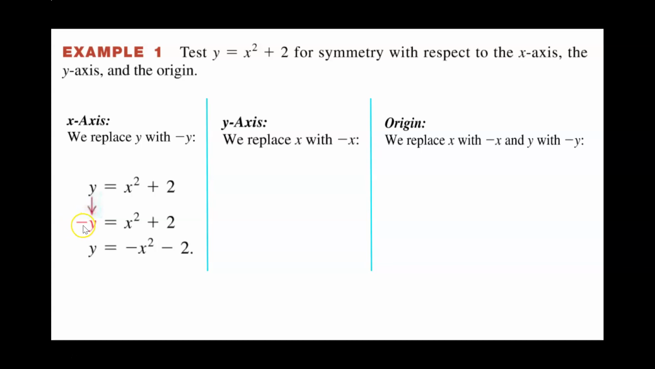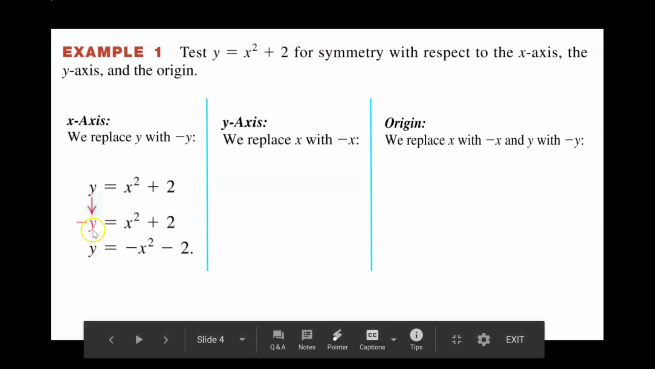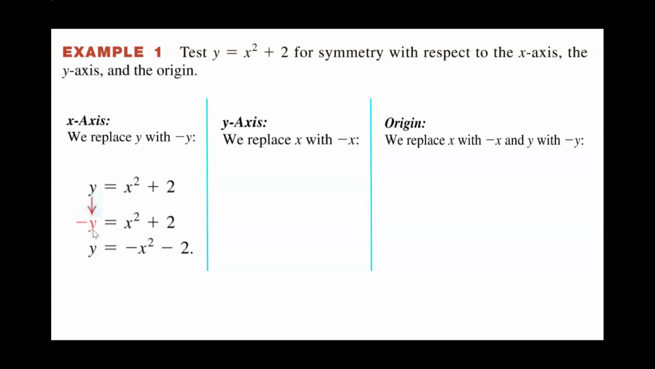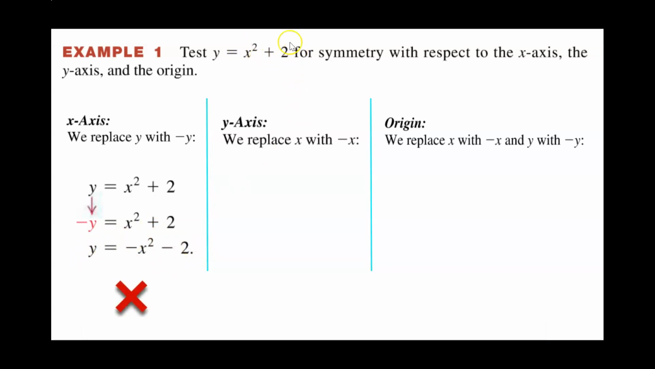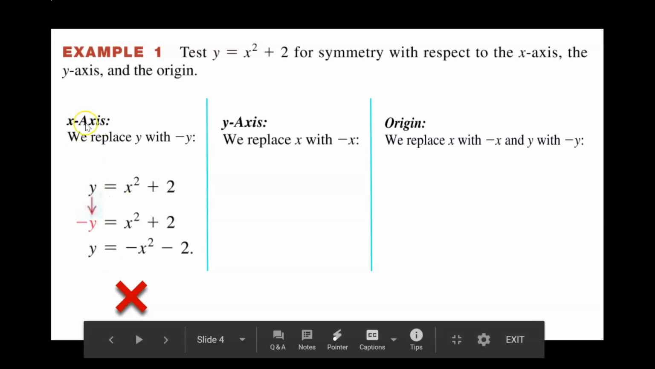How do we get rid of this negative in front? We divide everything by negative 1. So if I divide this by negative 1, this sign becomes positive, this one becomes negative, this one becomes negative. Does this equation look like our original one? It doesn't. So that means that this one is not symmetric to the x-axis.